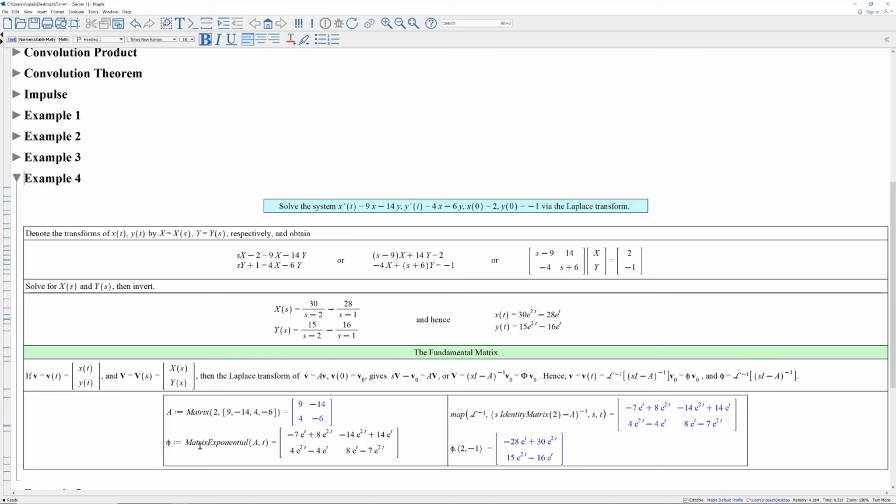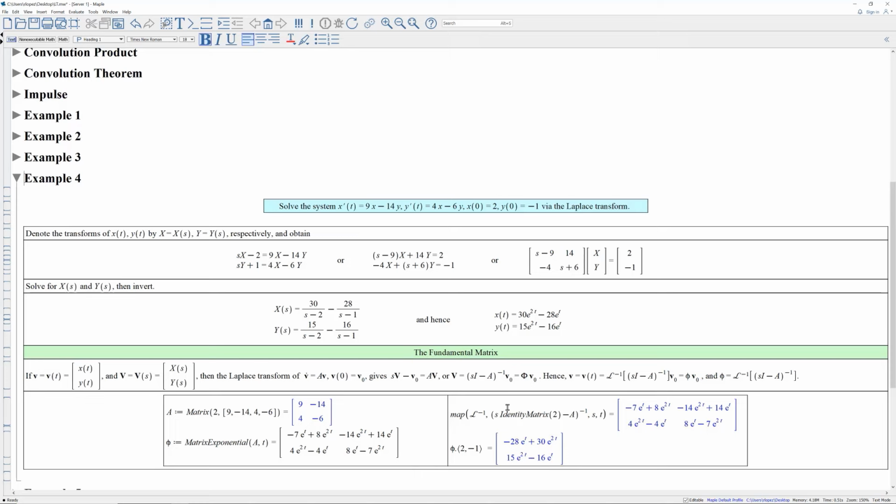What would you do to do that in Maple? Well, you need the matrix A. And here I'm just using the matrix exponential command. That's why I loaded the linear algebra package. Matrix exponential. Here's the matrix exponential.